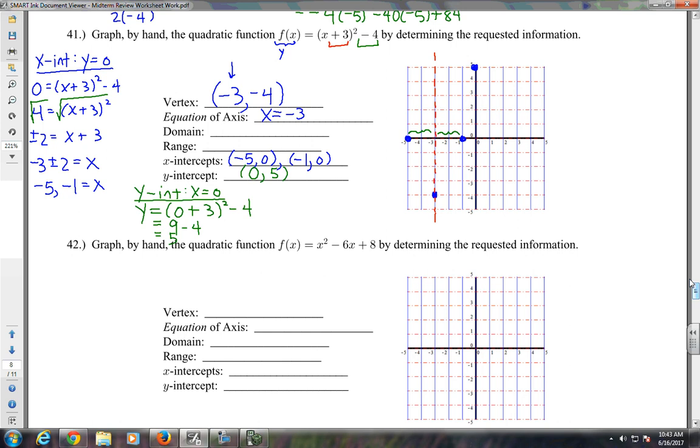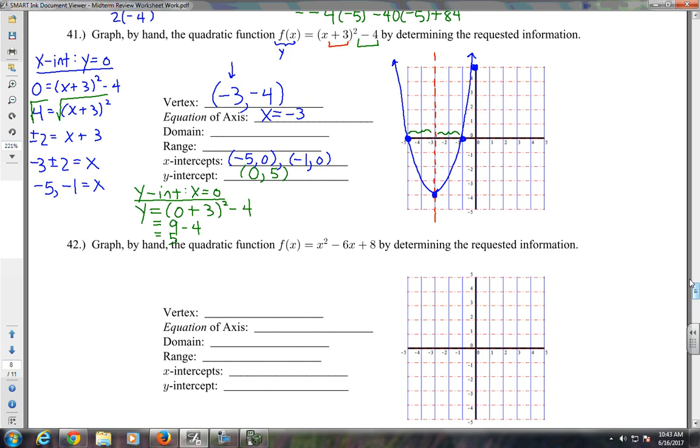Okay? Now that's sufficient to construct our parabola. So let's go ahead and sketch it through very carefully. Not too bad. Now we can read the domain and range.